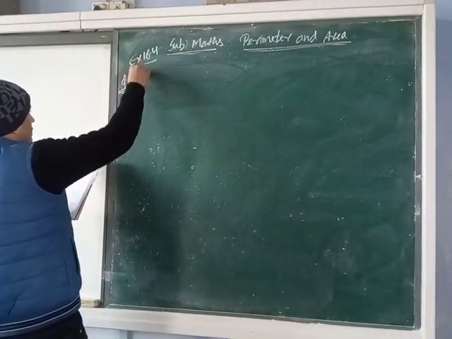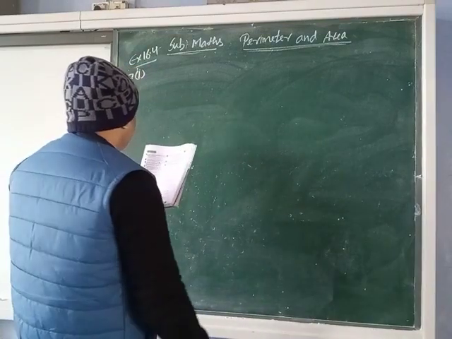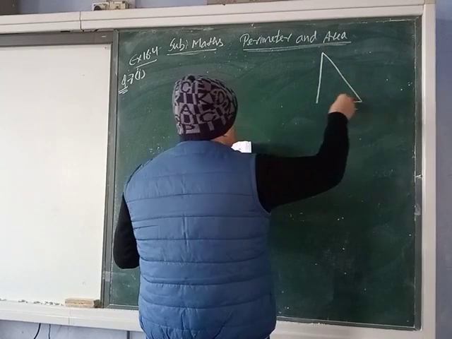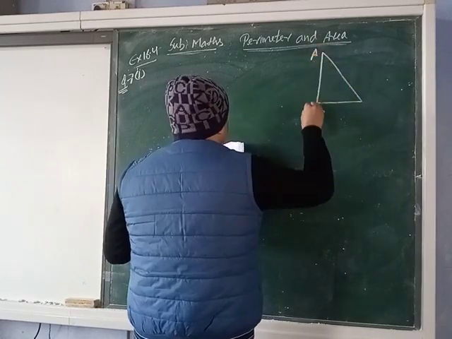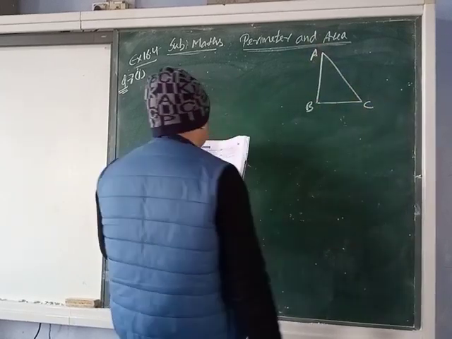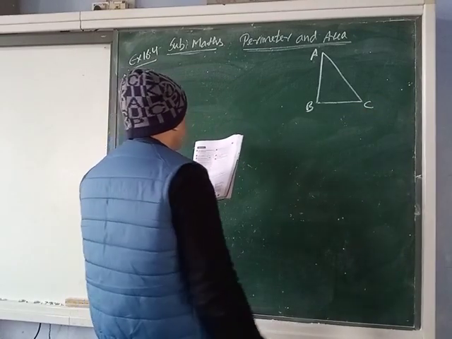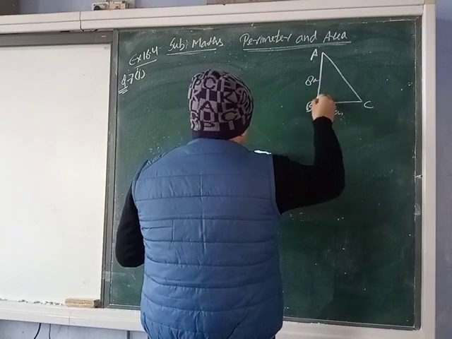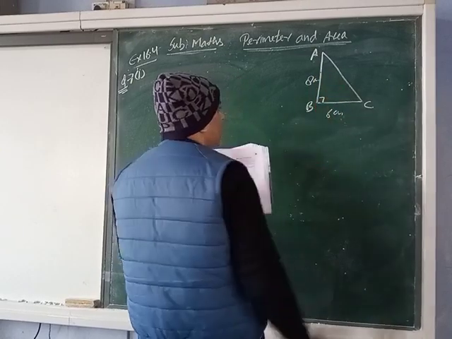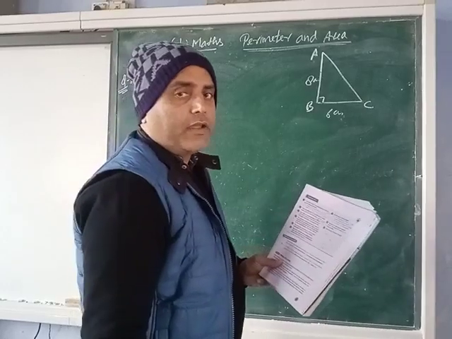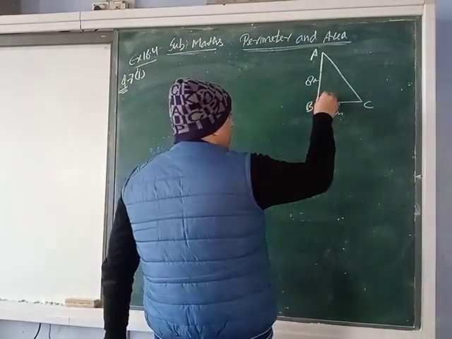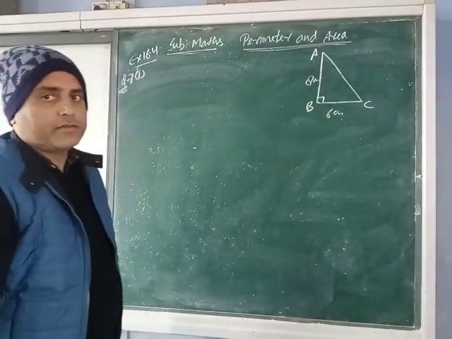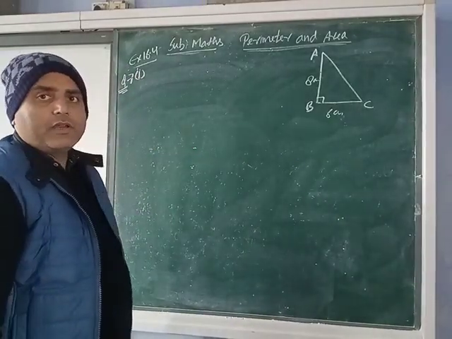Question number 7, first. Draw a triangle ABC. The perpendicular sides of the right angle triangle are, let this be 8 centimeter and this be 6 centimeter. AB and BC are known as the perpendicular sides. Why? Because the right angle is made up with the help of AB and BC. That's why these are known as the perpendicular sides.